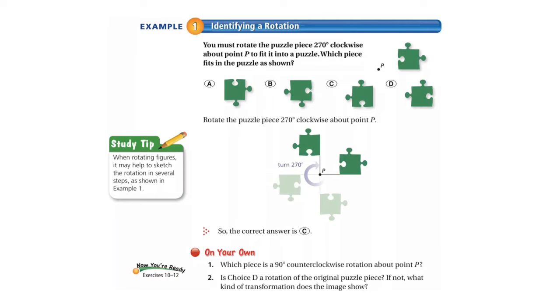In example 1, identifying a rotation. You must rotate the puzzle piece 270 degrees clockwise. Remember, clockwise is the way the minute, hour, and second hands go on a clock. So clockwise about point P to fit into a puzzle. Which piece fits in the puzzle as shown?